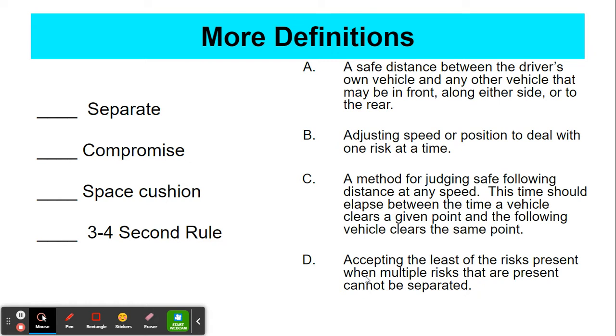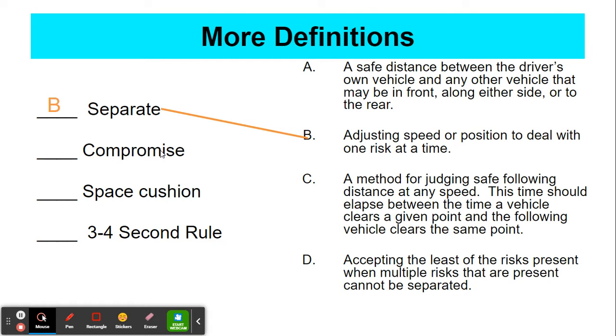Okay. And I have a little bit of a different definition for that. Well, let's go through it. So separate, you're going to see here, means adjusting your speed or your position, often both, to deal with one risk at a time. Okay. Compromise, and I'm going to give you a little bit of this too. Compromise is when you can't separate risks, and yet you're going to deal with the least dangerous of those risks. Okay.